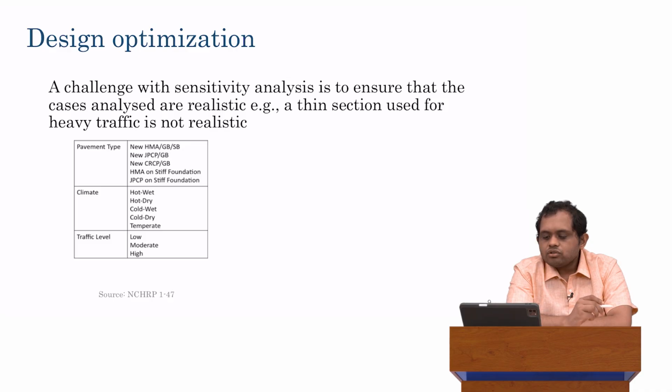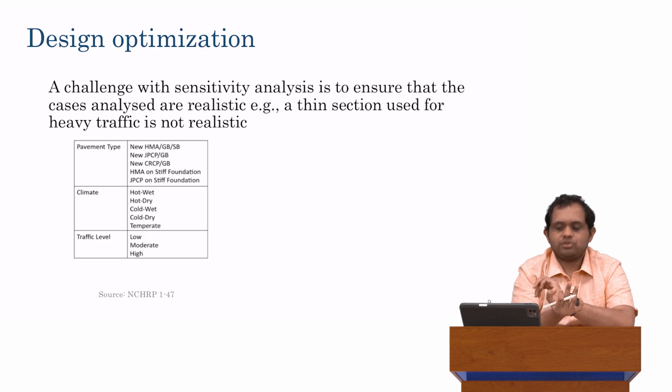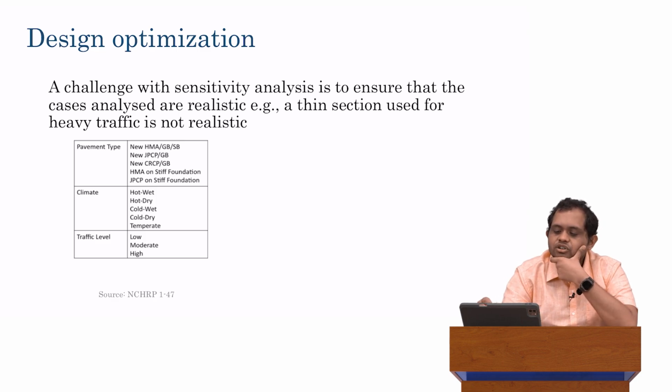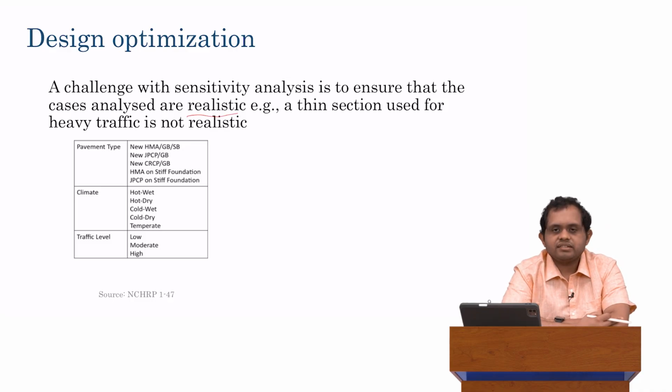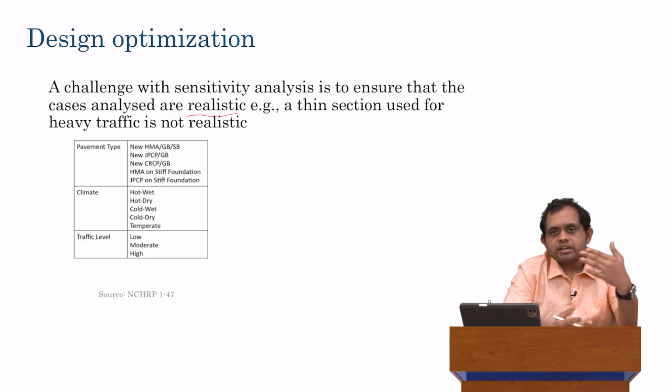Now, a challenge of course which exists is that you have a variety of inputs and you can try a variety of combinations of these inputs. A challenge with sensitivity analysis is actually to ensure that whatever cases are being analyzed are actually realistic. What is an example of an unrealistic case? An example of an unrealistic case could be that if we have a section which has heavy traffic and we choose a very thin pavement section, we can run our software in order to calculate the distresses, but in practice we would never ever design such a thing. So one thing that has to be done in sensitivity analysis, you should not do every possible combination of the variables. You should filter out the combinations to only those which are realistic combinations.